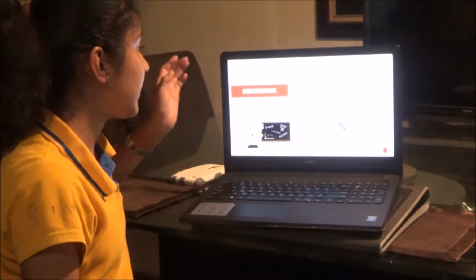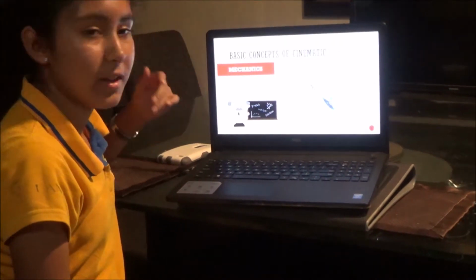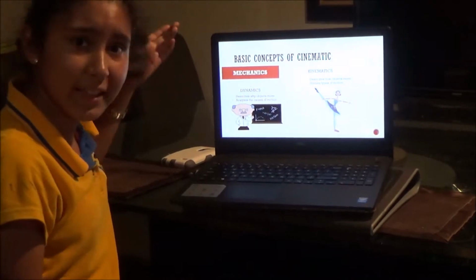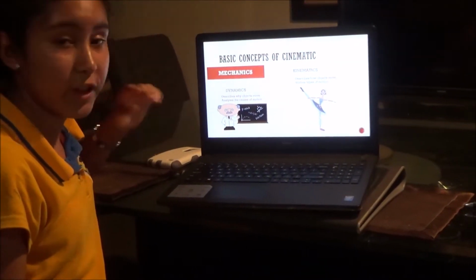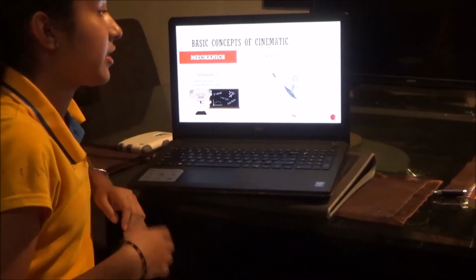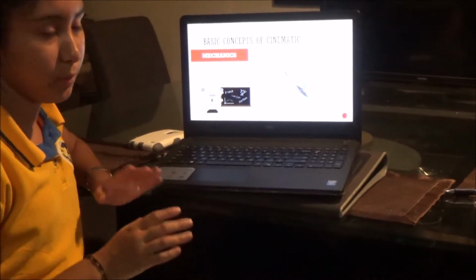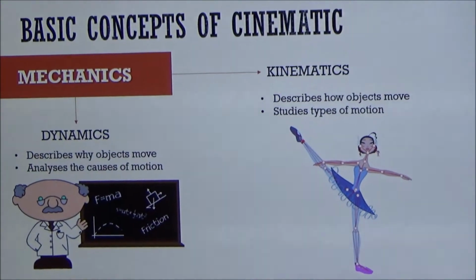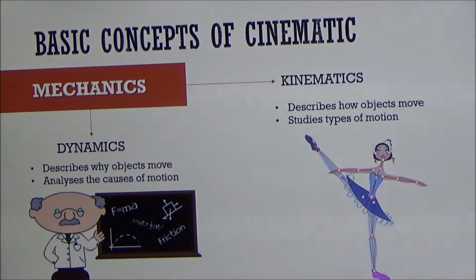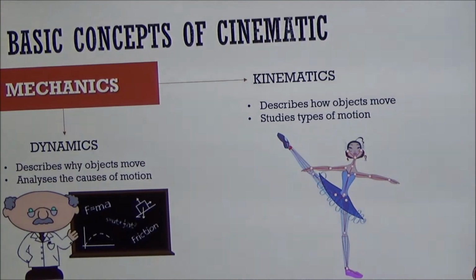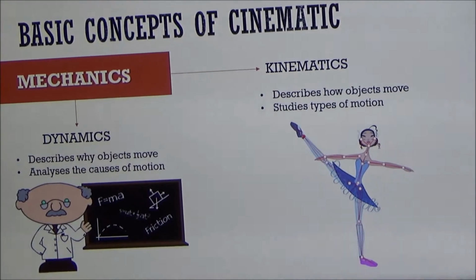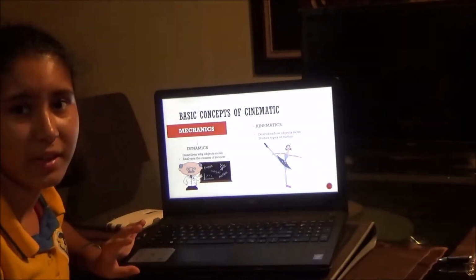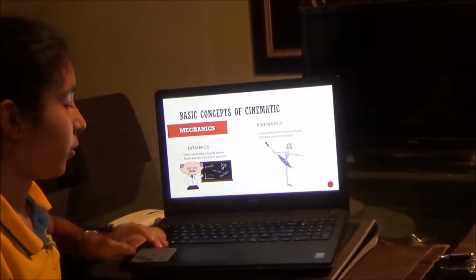First off, we have basic concepts of kinematics. The first word that we need to know is mechanics. Mechanics can be divided into two ways. The first one is kinematics, which describes how objects move and studies types of motion. The other one is dynamics. The difference to kinematics is that it describes why objects move and analyzes the causes of motion. So this is an easy theme to learn, so we're just moving forward to the next one.